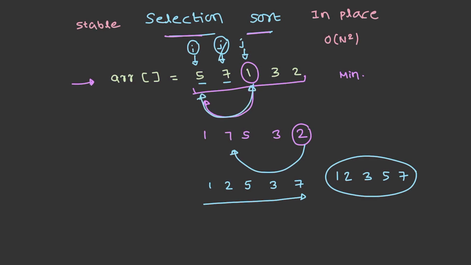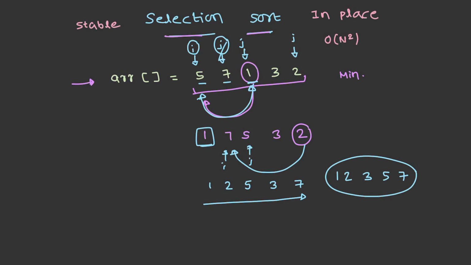In this way, j will be moving till the end of the array, and in the next iteration, as the minimum element has been moved to the first or 0th index in this case, i will be moved to this location and j will start from the respective position. The process repeats and it completely sorts the array.